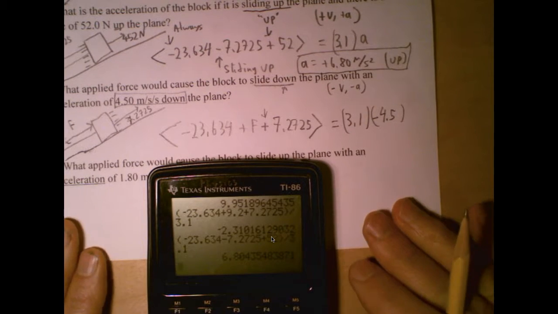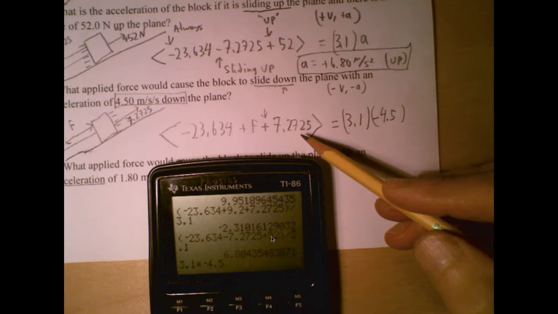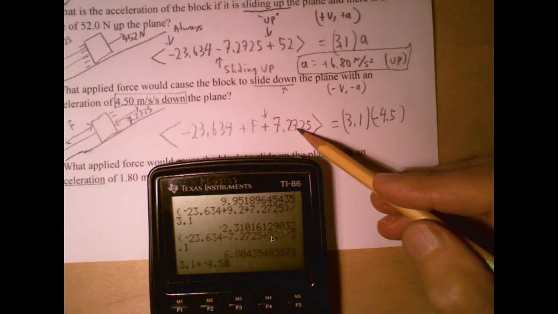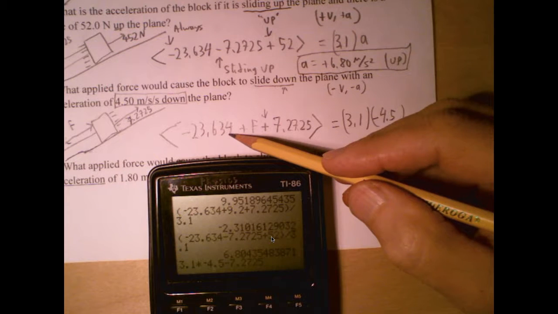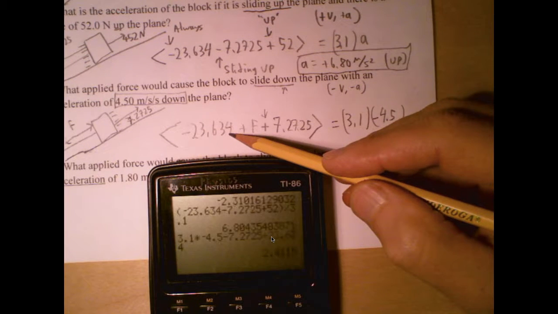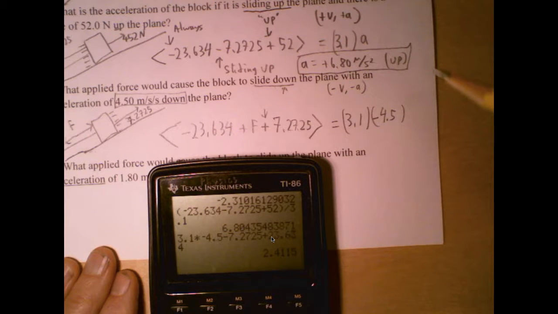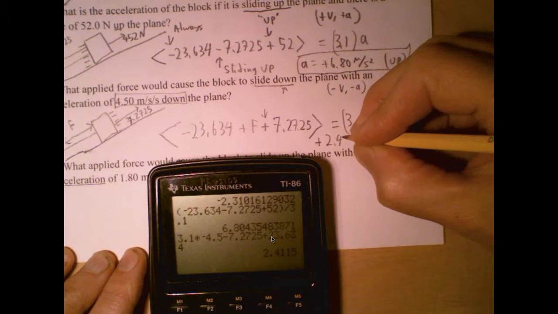With our calculator. Okay, here we go. Here's my favorite thing to do. I just start on the right side. I go 3.1 times negative 4.5. Okay, and then I'm going to subtract this guy. So minus 7.2725. Then I'm going to add this guy. Okay. I just clear it over and I get 2.41 newtons, right? Positive 2.41 newtons. Okay, that's up the plane.